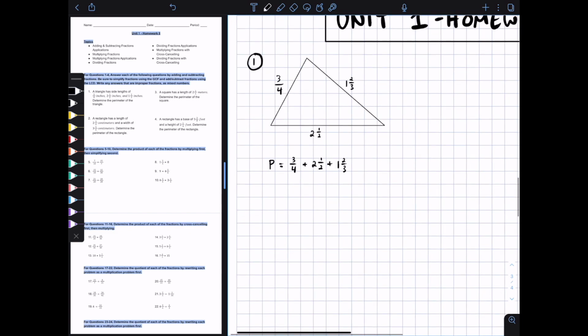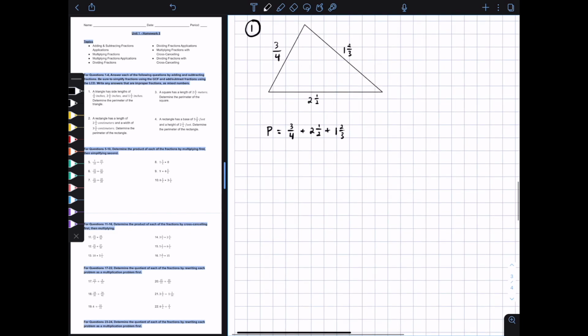Okay, so there's a few different ways to go ahead and do this. How I'm going to go ahead is I'm just going to turn everything into an improper fraction first. So 2 times 2 is going to be 4 plus 1 is 5. So we can rewrite 2 1/2 as 5 halves. And then for this 1 2/3, let's go ahead and do 1 times 3 is 3 plus the 2. That's going to be 5/3. Okay, so there you go.